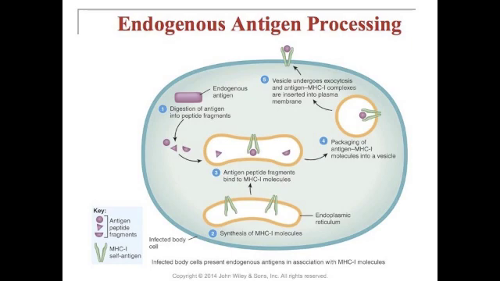From the ER, antigen MHC1 molecules are packaged into vesicles. And finally, at step 5, the insertion of antigen MHC1 complexes into the plasma membrane. The vesicles that contain the antigen MHC1 complexes undergo exocytosis. As a result, the antigen MHC1 complexes are inserted into the plasma membrane.